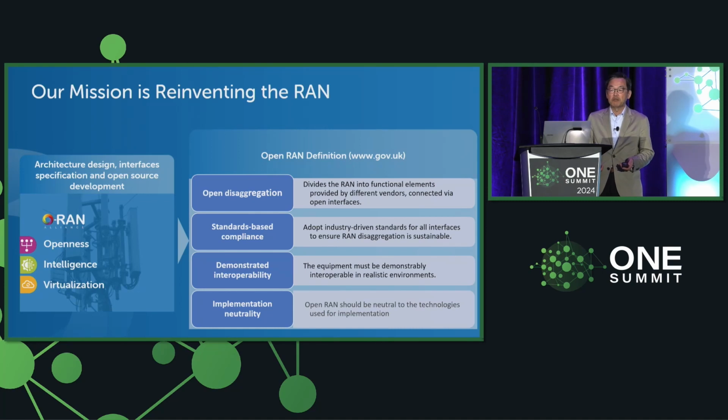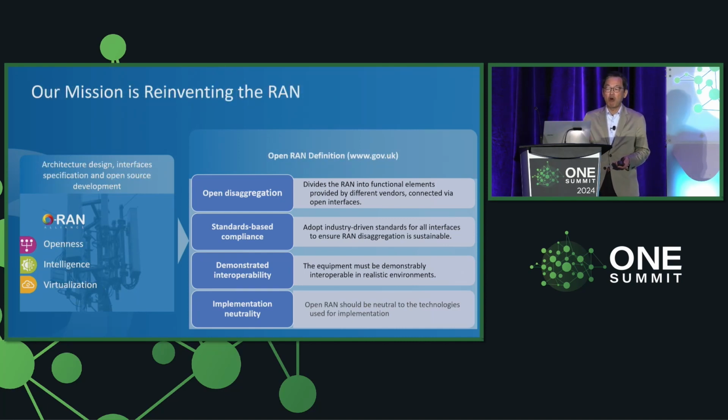Second, standard-based compliance. The adoption of industry-driven standards for interface specification is central to achieving sustainable multi-vendor RAN disaggregation. This compliance ensures that as the RAN develops, it stays a unified system capable of incorporating parts that meet established technical specifications, and this helps maintain the compatibility and durability of the system over time.